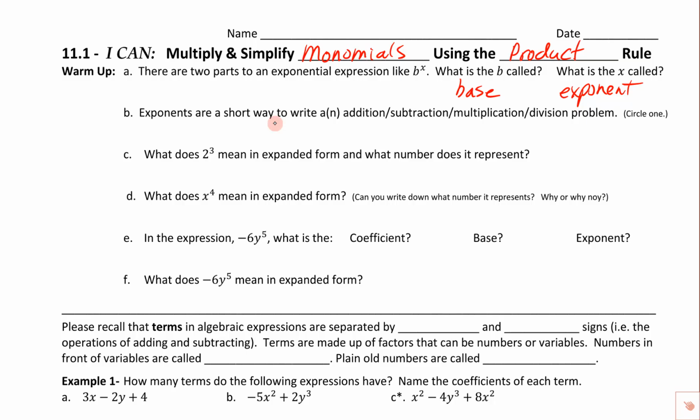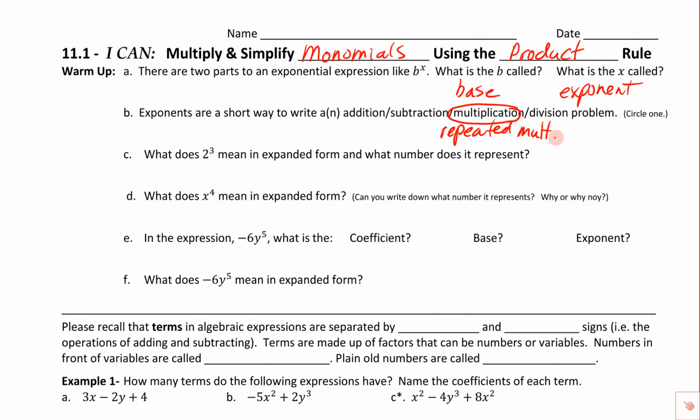Exponents are short ways to write an addition, subtraction, division, or multiplication problem. We just want to circle one. Remember, exponents are a short way to write repeated multiplication. So I'm just going to write repeated multiplication. We're going to use that idea several times.